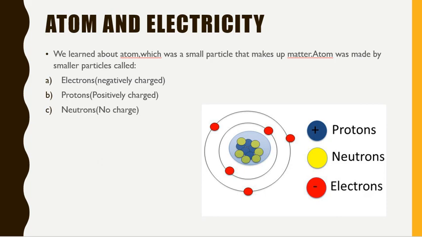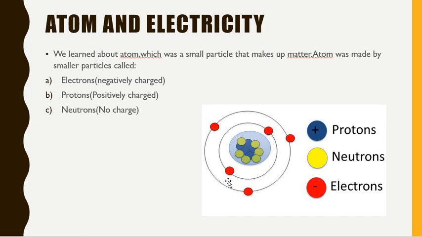What is an atom? We learned about it. An atom is a small particle that makes up matter. An atom is made of smaller particles called electrons, protons, and neutrons. Electrons are negatively charged, protons are positively charged, and neutrons have no charge. Electrons move in shells.